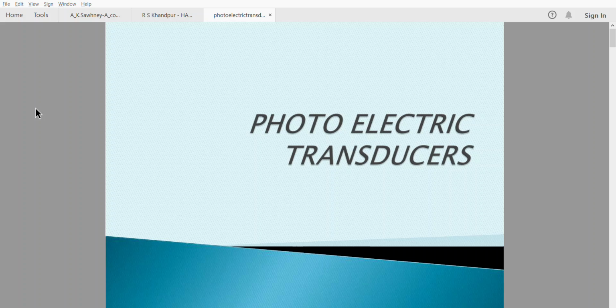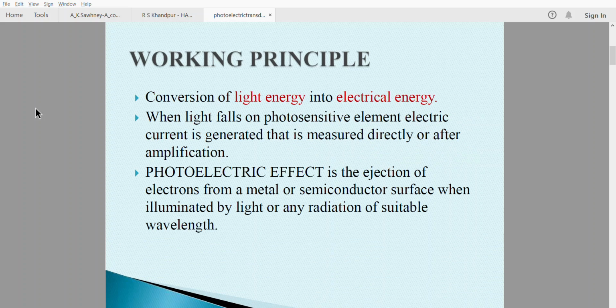In this video, we will be discussing photoelectric transducers. So, what is the working principle of such transducers? It works on the principle of conversion of light energy into electrical energy. When light falls on a photosensitive element, electric current is generated that is measured directly or after amplification.